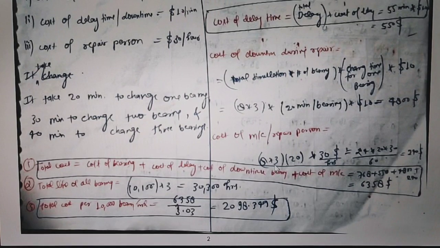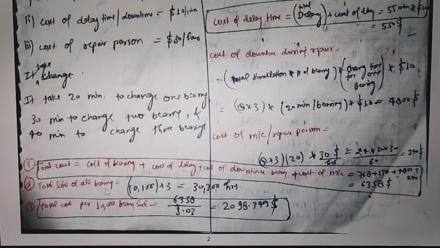And now accordingly we can calculate the cost of the machine repair person. As the total simulation is 8 and number of bearings is 3, we have to multiply it by 20. And as the cost of repair person is given as $30 per hour, we have to convert it to minutes, so we divide by 60 and we are left with this value. Accordingly we find the total cost in our question. For this, cost of bearing we add to cost of delay, cost of downtime delay, plus cost of machine repair person. Adding all these values, we get $6358.